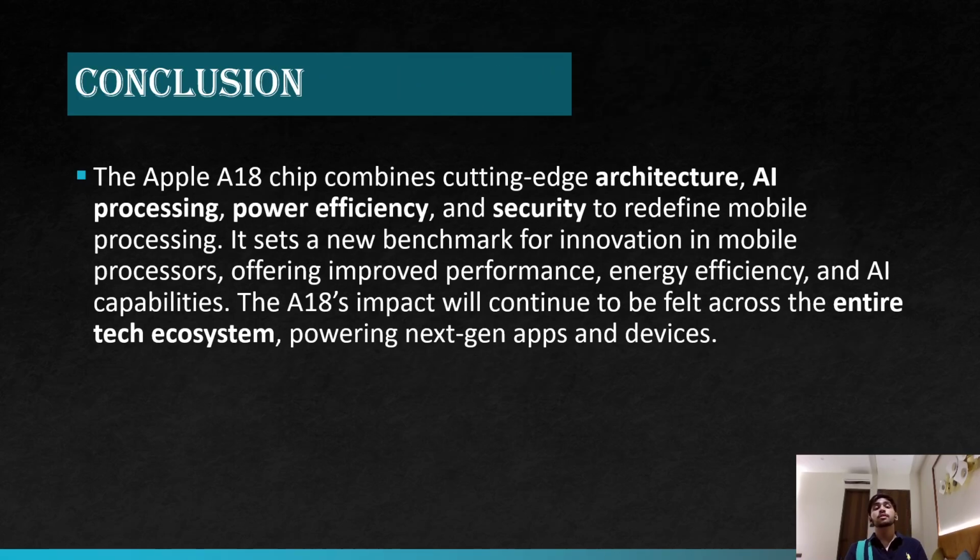Now, in conclusion, the Apple A18 chip combines cutting edge architecture, AI processing, power efficiency, and security to redefine mobile processing. It sets a new benchmark for innovation in mobile processors, offering improved performance, energy efficiency, and AI capabilities. We can say that with the invention of the A18 chip, the benchmark is set too high for any other chip to match till now.